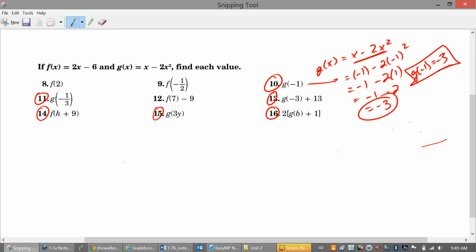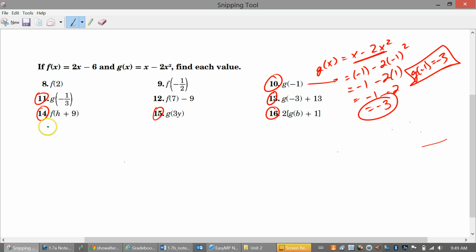What this final statement says is, when you put -1 inside machine G, it cranks out -3. Okay? And the way that it cranked it out is we looked inside the machine. This is the rule of what happens. We did -1 minus 2 times -1 squared. Okay, and we put it in.